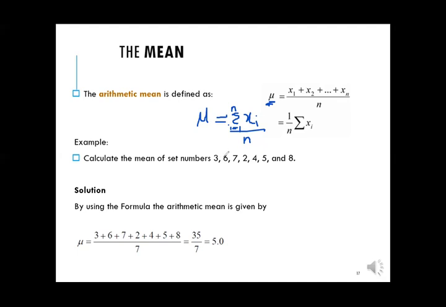So we have 1, 2, 3, 4, 5, 6, 7. So your n is what? Is 7. Okay, good. So all you're going to do is to add up everything. So mu will be 3 plus 6 plus 7 plus 2 plus 4 plus 5 plus 8 over 7. And when you do that calculation, you should get 5.0. So do that calculation at your end. Let me be sure you understand it.